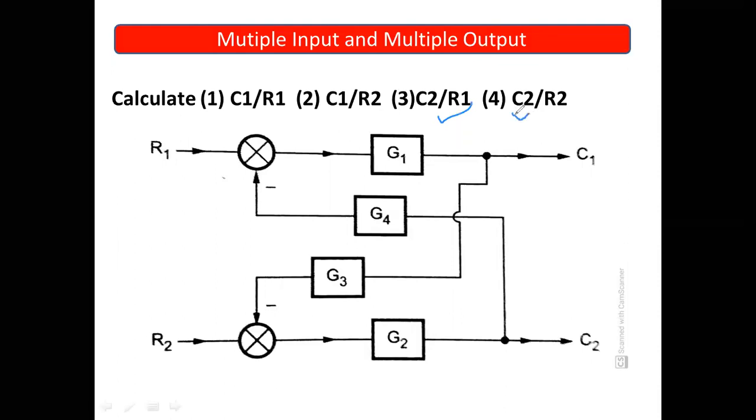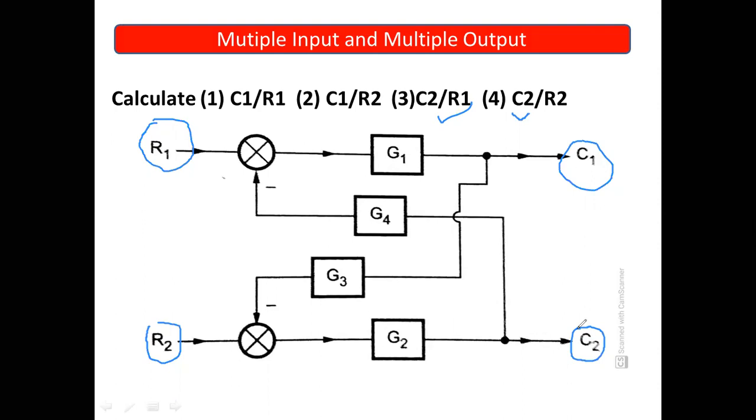From this figure we have to analyze that R1 is an input, R2 is an input, C1 is an output, and C2 is an output. As I said earlier, we have to decouple this multiple input, multiple output system into a single input, single output system.